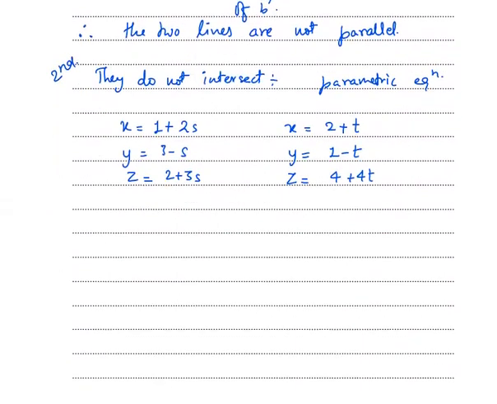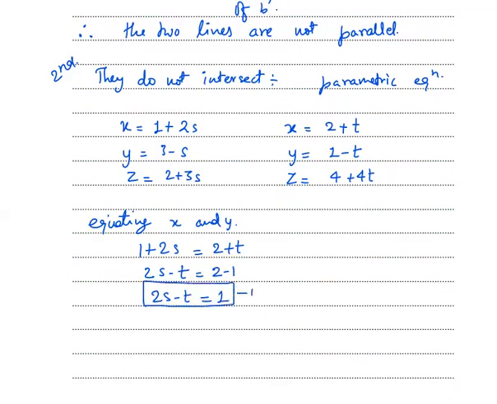So now if they intersect, we know that if two lines intersect, their corresponding x and y coordinates will be equal, isn't it? So I can write here, equating x and y coordinates, right? So we get 1 plus 2s is equals to 2 plus t. So from here I can write 2s minus t is equals to 2 minus 1. Therefore we have 2s minus t is equals to 1.